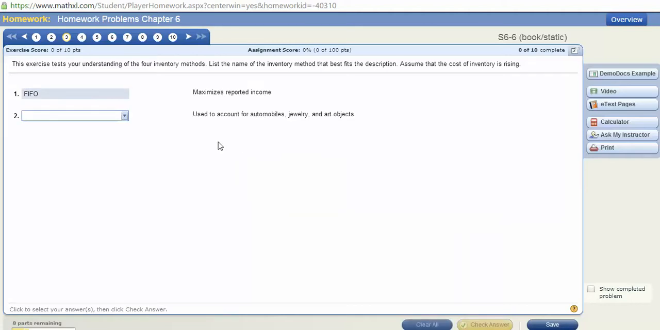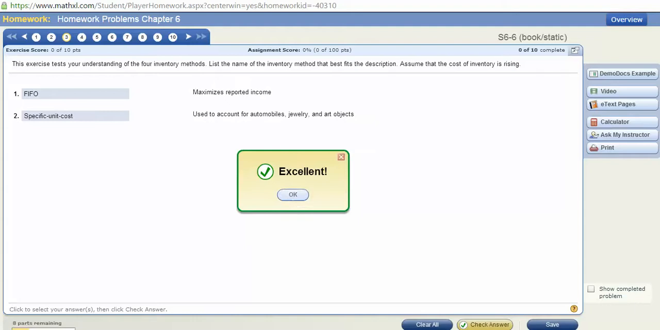That says the answer is used to account for automobiles, jewelry, and art objects. This is pretty easy. Anytime you're trying to tag individual cars, individual jewelry, individual art, the inventory method that's used is specific unit. So that one's a pretty easy one.